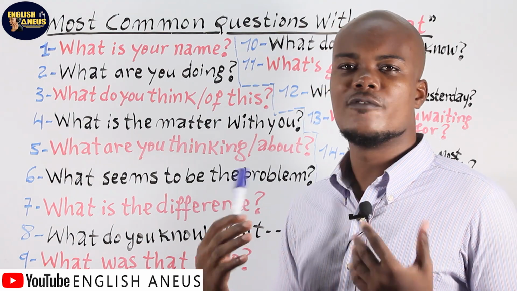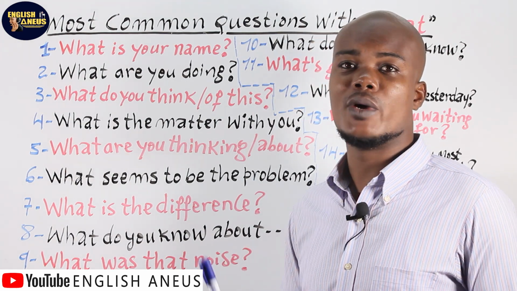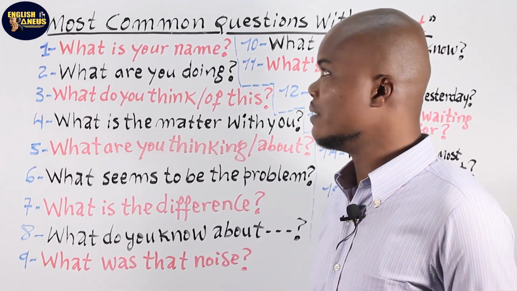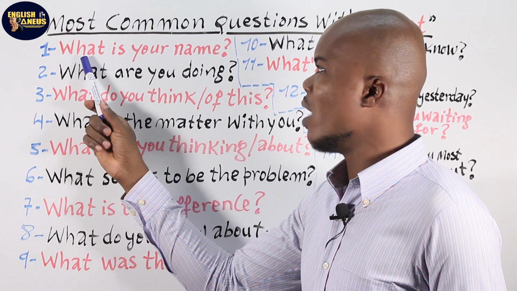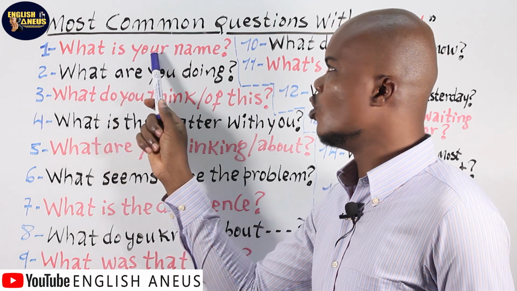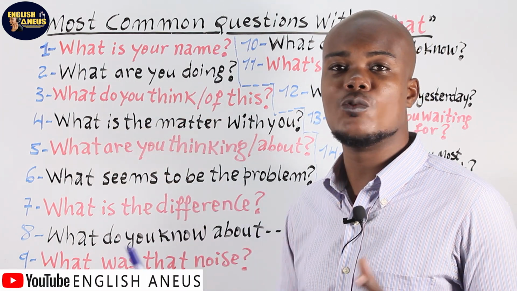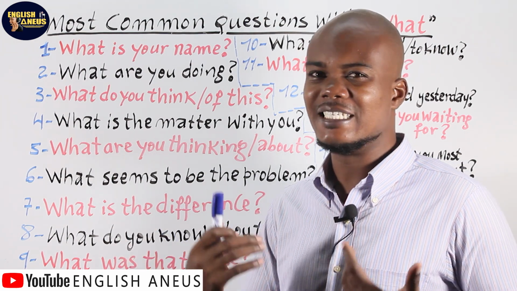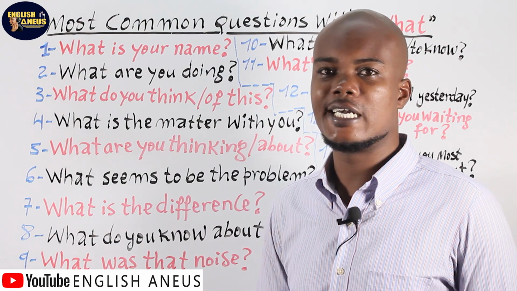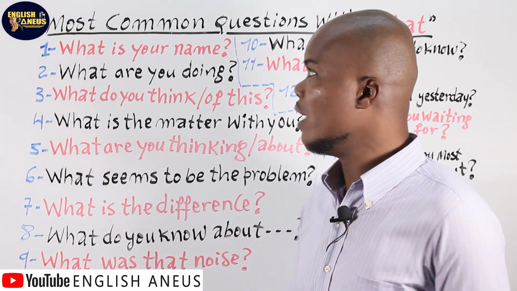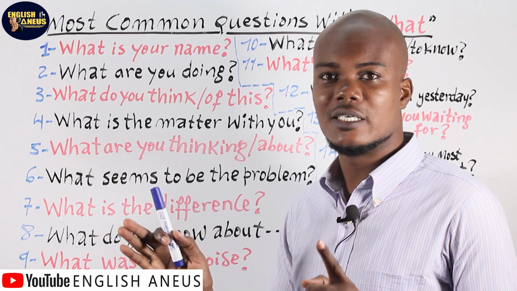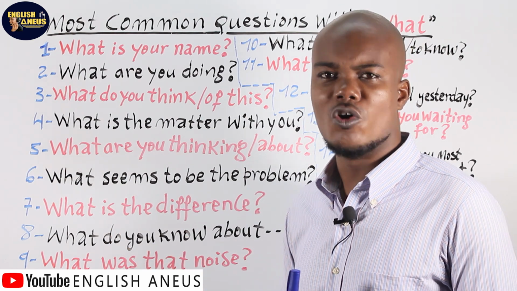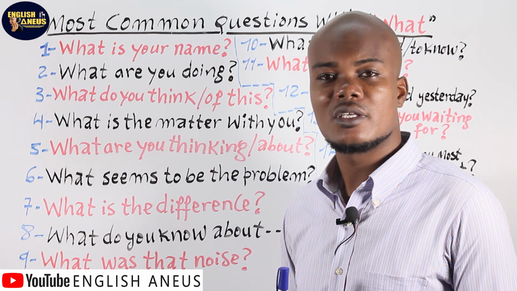On commence la vidéo. The first common question that is made with the word what is: what is your name? What is your name? Mais quand on parle rapide, on dit what is? What is? Repeat after me. What is? Même les natifs, on dit what is. On dit what is your name? Comment t'appelles-tu? Quel est ton nom?